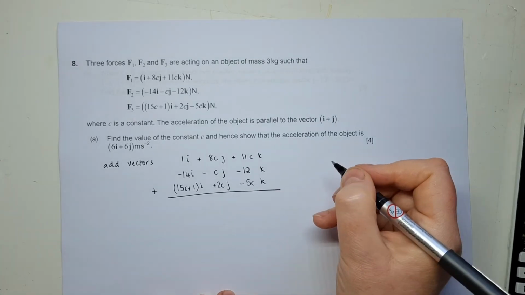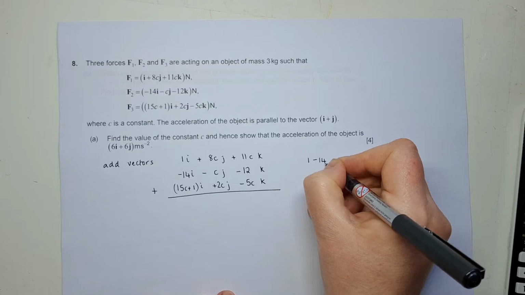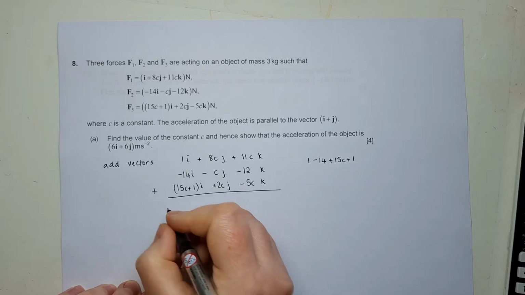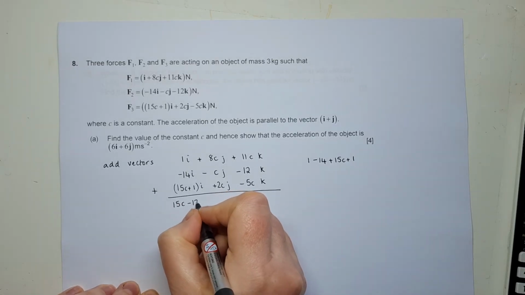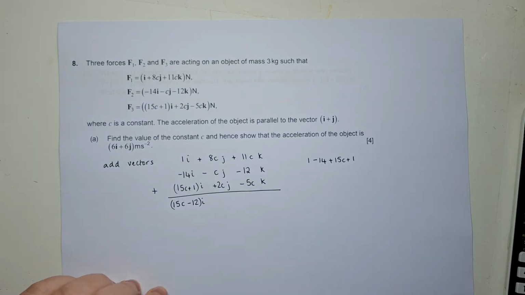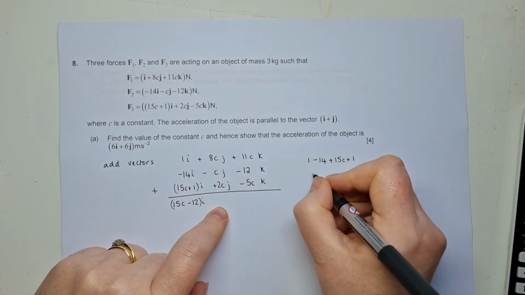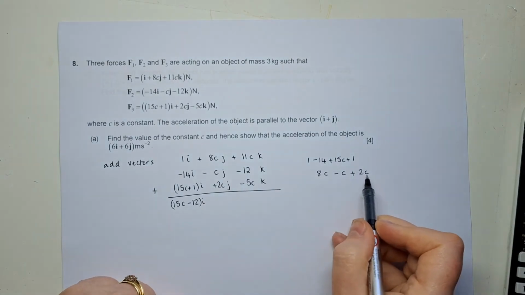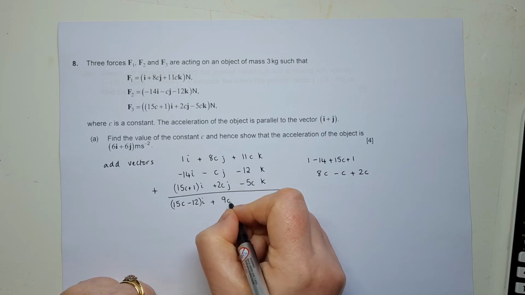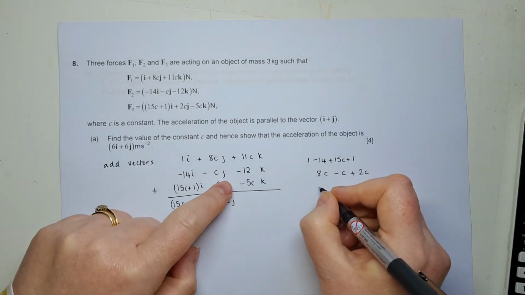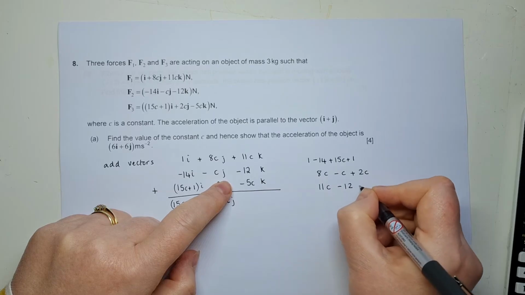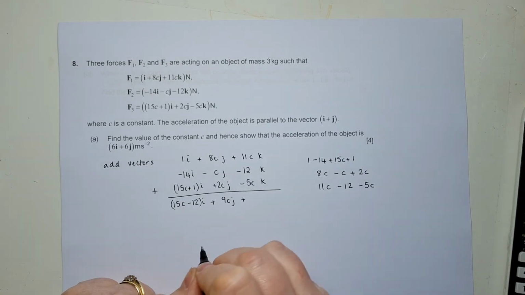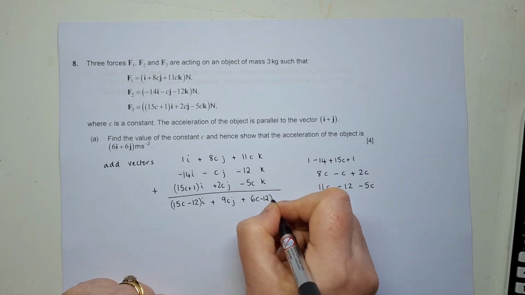algebraically. For my i's, I've got 1 minus 14 plus 15c plus 1. If you tidy that up, you get 15c minus 12. That's the amount of i you have. For the j's, you've got 8c minus c plus 2c, which algebraically gives you 9c. And for the k's, you've got 11c, take away 12, take away 5c. So join the 11c and the minus 5c and get 6c minus 12k.